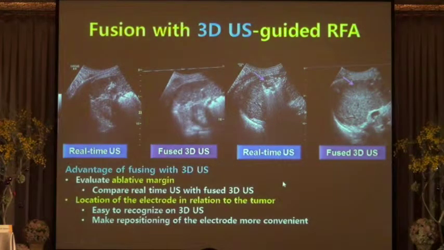The advantage of fusing with 3D ultrasound is that after ablation, we can directly compare real-time ultrasound with fused 3D ultrasound, and thereby evaluate whether the ablative margin is sufficient. If not, we can position the electrode where needed. The location of the electrode in relation to the tumor is easier to recognize on 3D ultrasound, and this makes the positioning of the electrode more convenient.